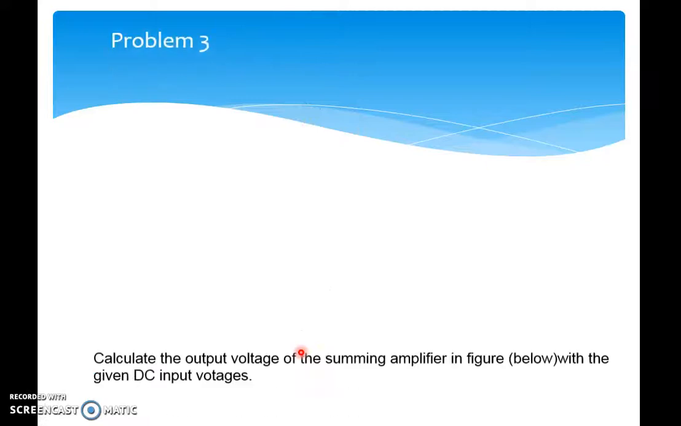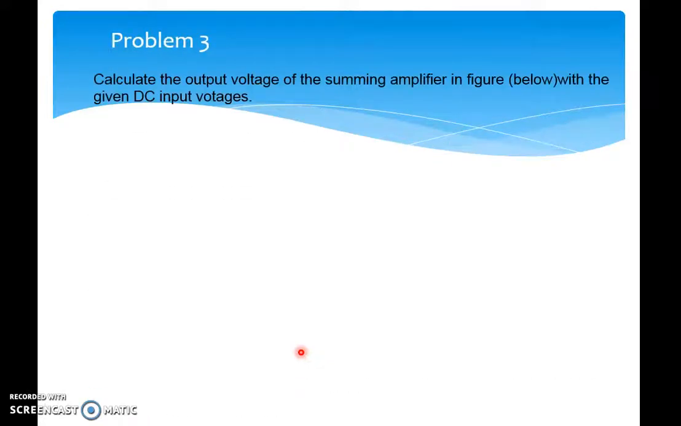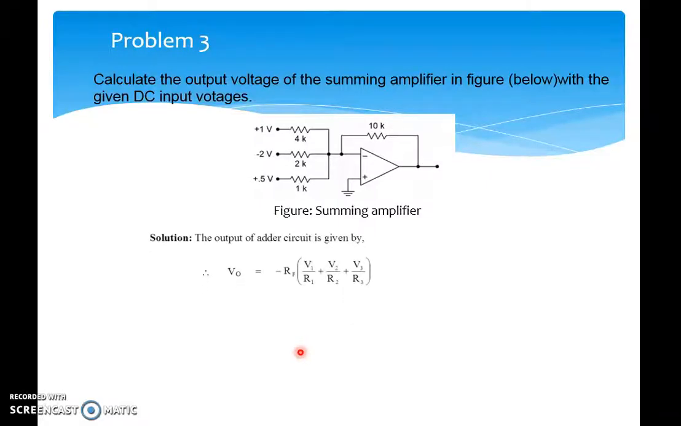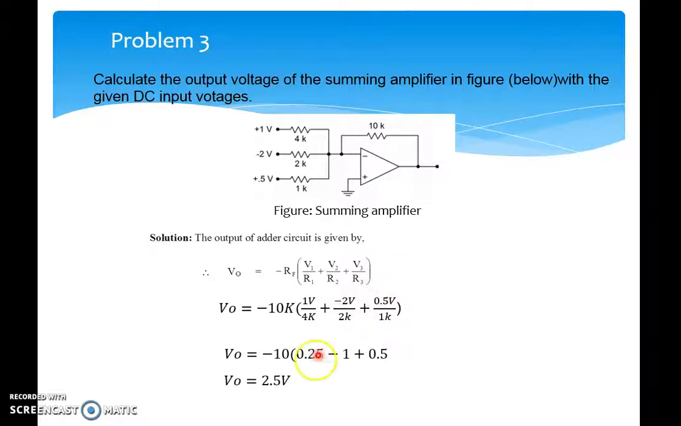You can see the third problem here. In this case we have to calculate the output voltage for the summing amplifier shown in the figure. It has three inputs V1, V2 and V3, that is 1 volt, minus 2 volt and 0.5 volt. Therefore the output V0 is equal to minus RF into V1 upon R1 plus V2 upon R2 plus V3 upon R3. Just substitute the values of V1, V2 and V3 with respect to R1, R2, R3 and RF. So we get the output voltage equal to 2.5 volts.